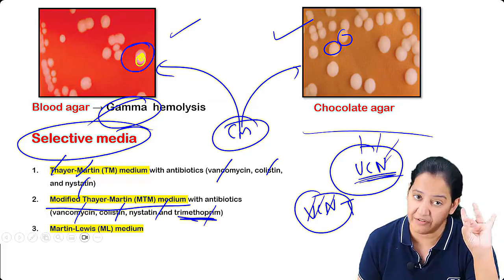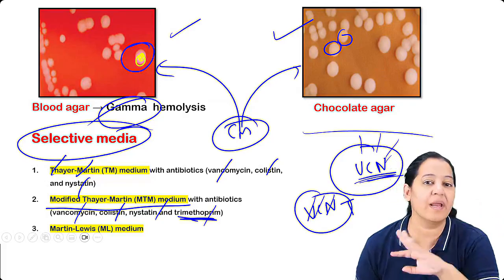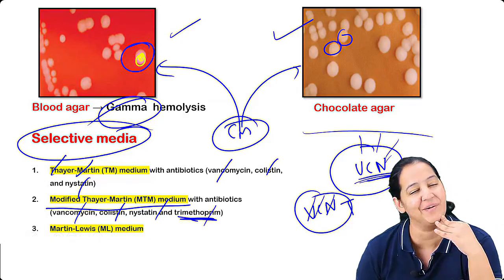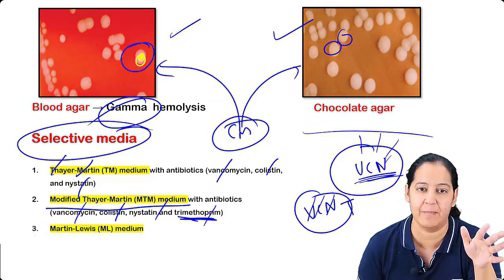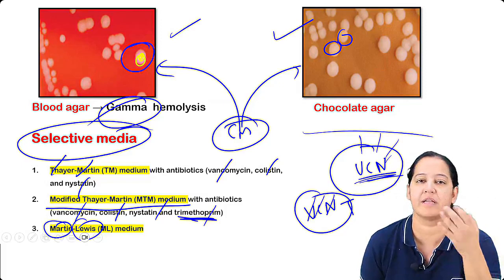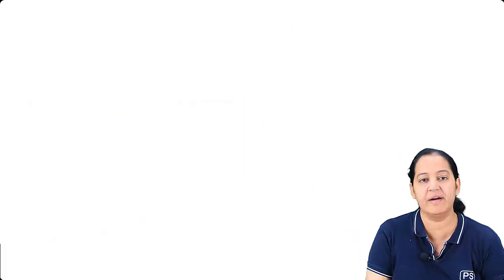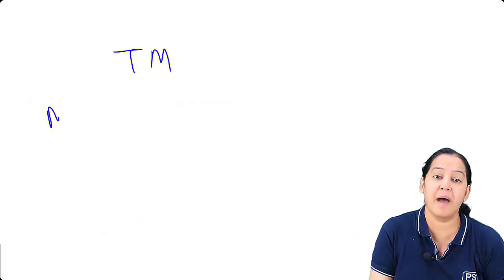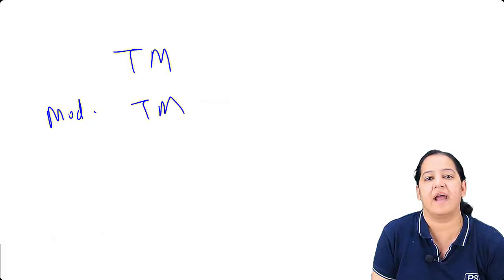Thayer-Martin, modified Thayer-Martin. Thayer and Martin had a fight. They were best friends, but they had a fight between them. So Martin made a new pair with another scientist, Lewis. So the next is Martin Lewis. So tell me the three selective media. Say, ma'am, Thayer-Martin, modified Thayer-Martin, and then Martin Lewis.